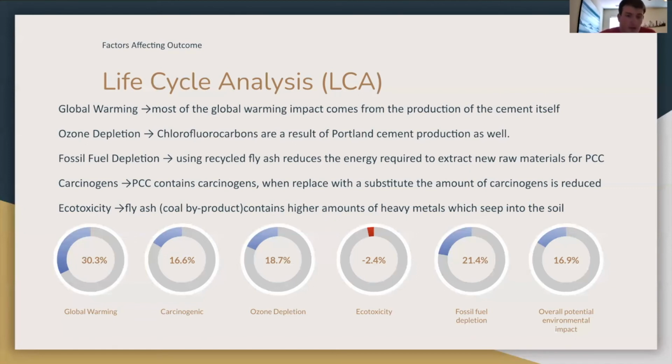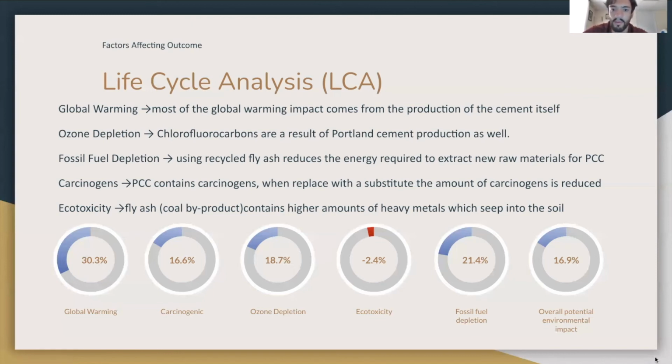Chlorofluorocarbons, more commonly known as greenhouse gases, are also a byproduct of Portland cement production, and these are what cause ozone depletion. By replacing 35% of the cement with fly ash, an estimated reduction of 18.7% of ozone depletion can be expected. Fossil fuel depletion accounts for a reduction of 21.4% in that category, and that is due to the fact that using a recycled fly ash reduces the amount of energy needed to produce and extract the materials for Portland cement.